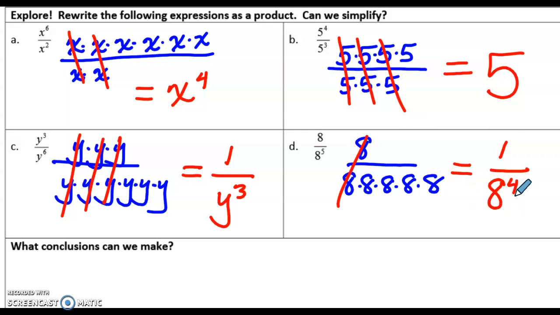So I hope that when you look at this, you realize that where you put the base is where there are more of them. So when there were 6 over 2, there were more x's in the numerator, so the x stayed on top. When it was 5 to the 4th over 5 to the 3rd, there were more 5's in the numerator, so it stayed on top. Here, there were more y's in the denominator, so it went on the bottom. Here, there were more 8's in the denominator, so it went on the bottom. And for these examples, the 8 and the 5 were not coefficients because they were being raised to a power.